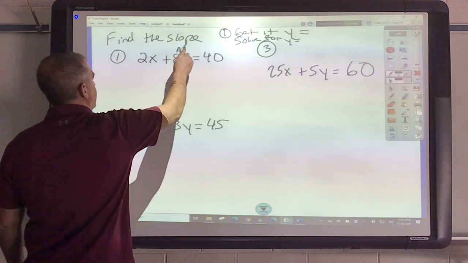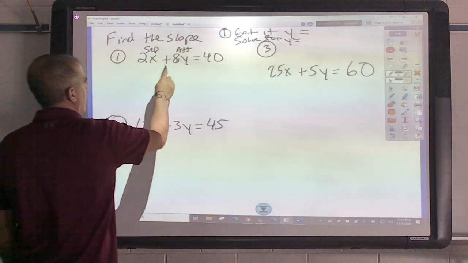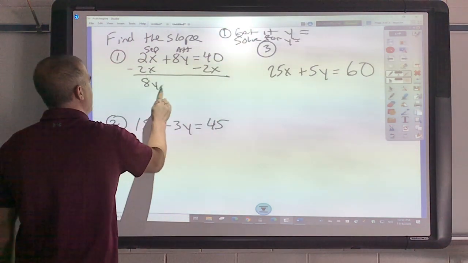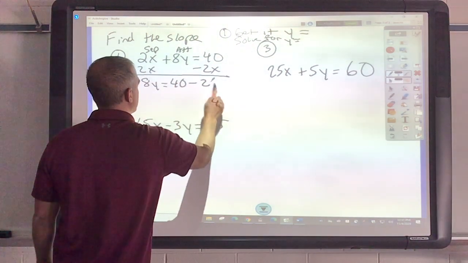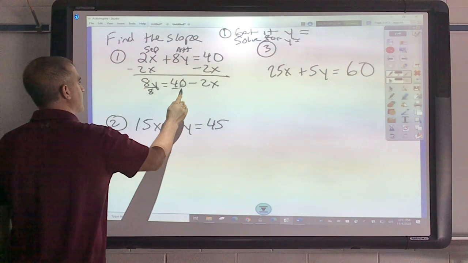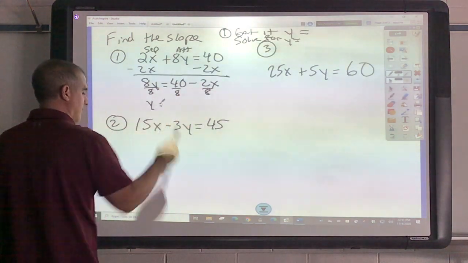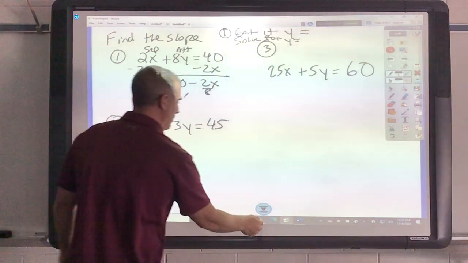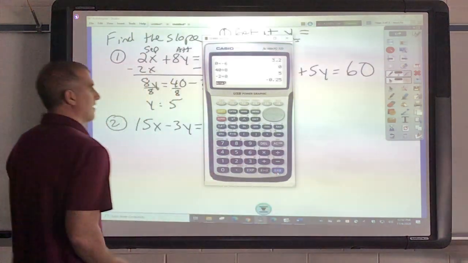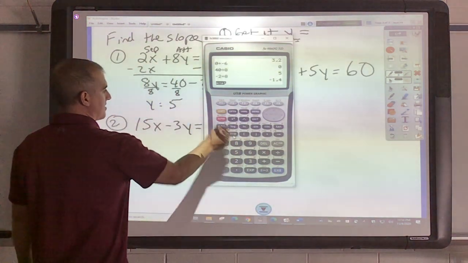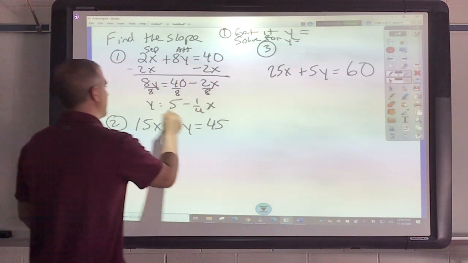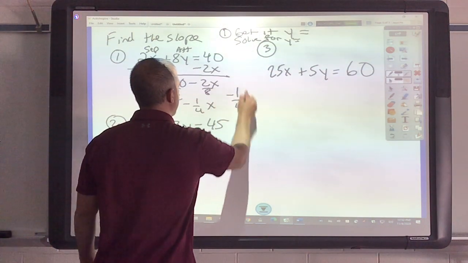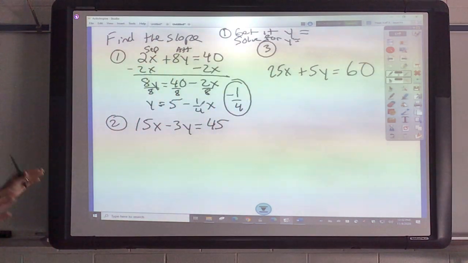Okay? So this is the attached, this is the separated. I've got to move the separated by subtracting. Okay, that's 8y equals 40 minus 2x. And then I divide everything by 8, because that's the attached. So 40 divided by 8 is 5. Be very careful: -2 divided by 8. I'm dealing with fractions, so I would hit the fraction-decimal button, -1/4 x. So now I've got this in y equals. What is the slope? The slope here is -1/4, because that is what's attached to x.